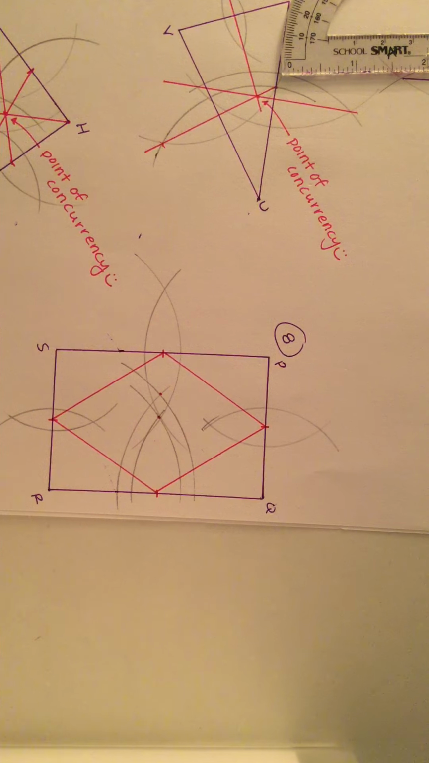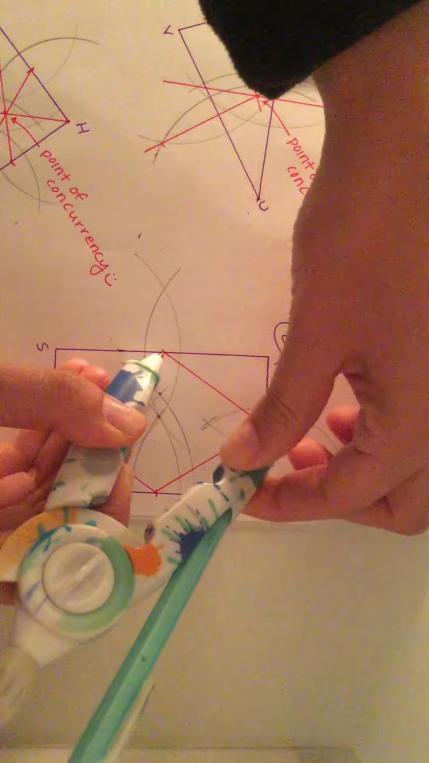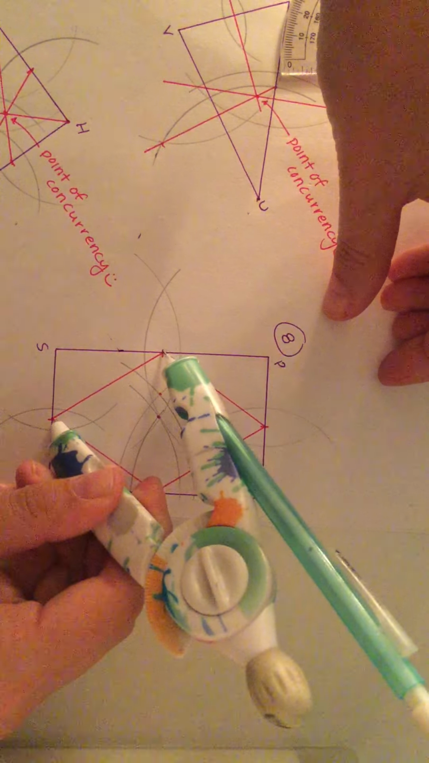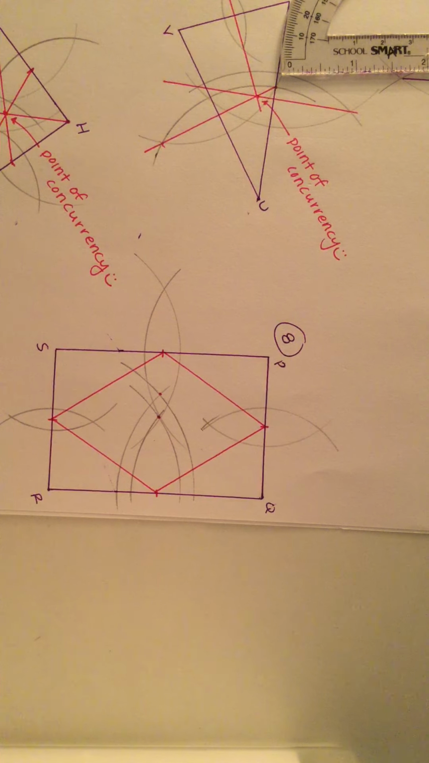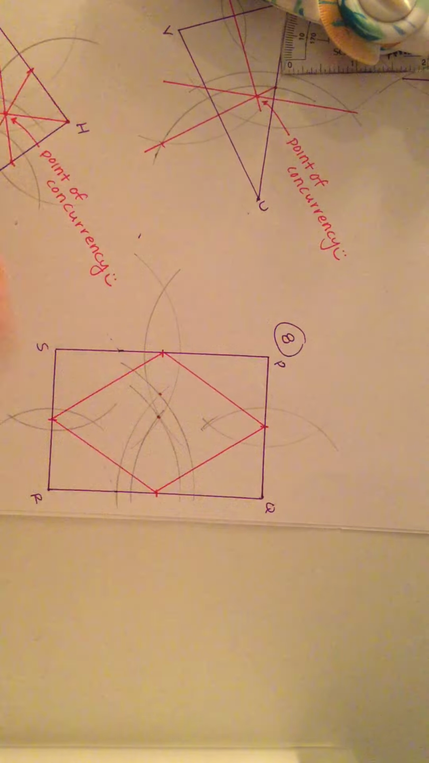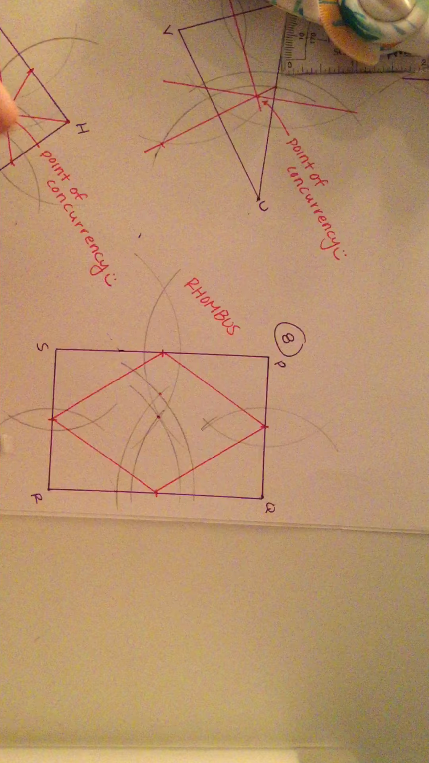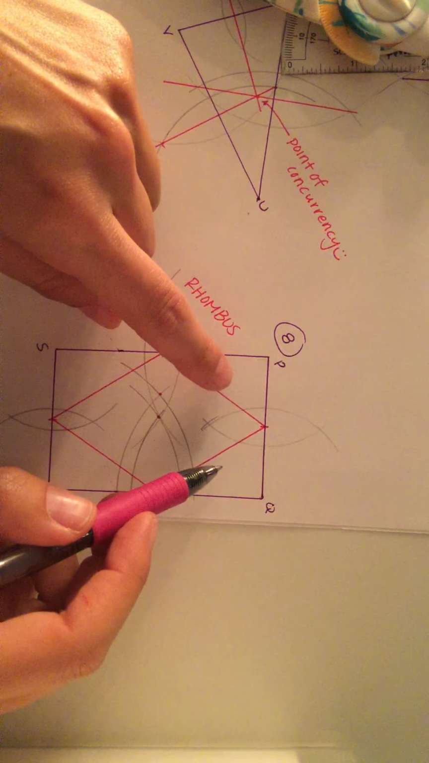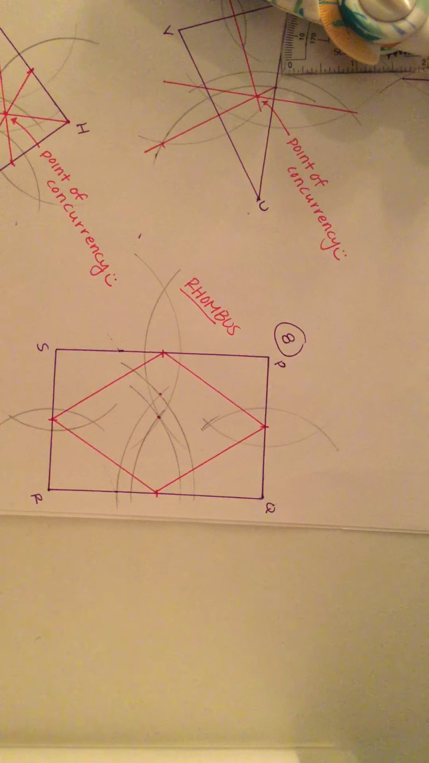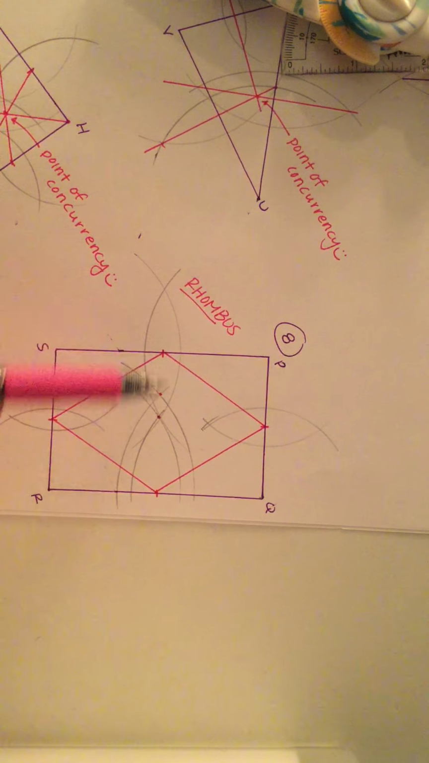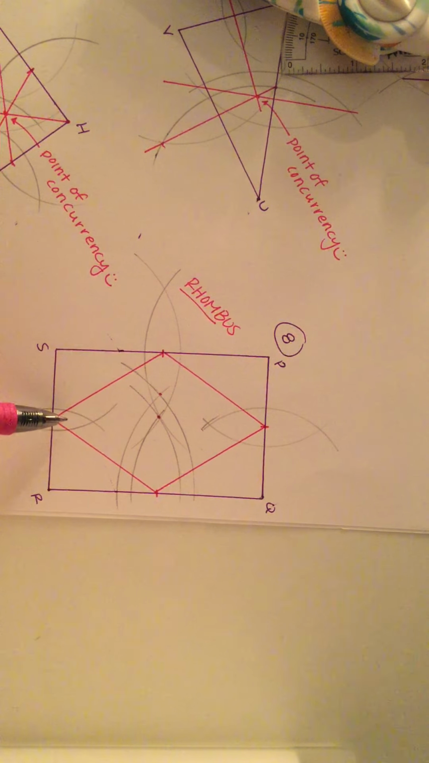A kite is defined as 2 consecutive sets of congruent sides. But if you take a look here, we've got 1, 2, 3, 4. We have 4 congruent sides. So this is actually called a rhombus. A kite would have 2 different sets of congruent sides. A rhombus is where all 4 of the sides are congruent. A rhombus does not have to have equal angles. So we can see that these two angles are obtuse and these two angles are acute.